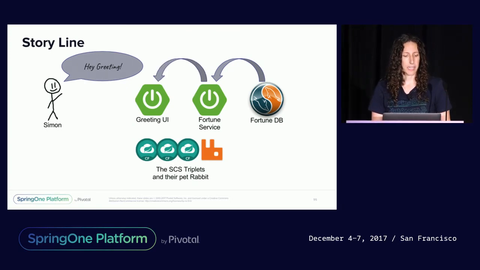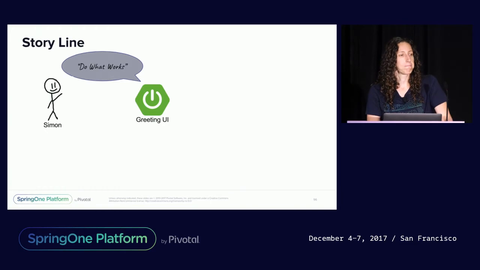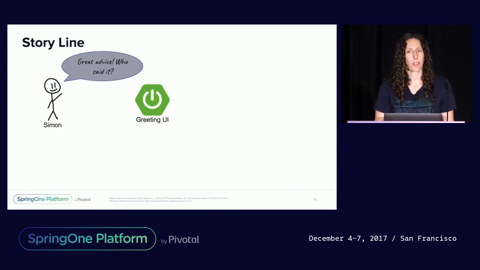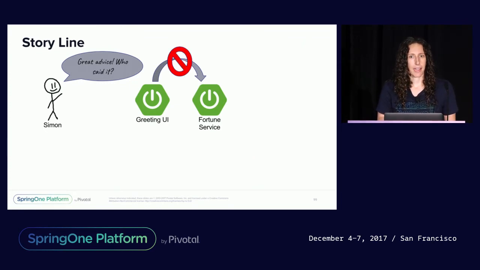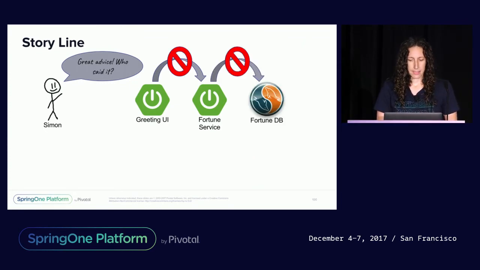Fortune passes the message on to Greeting, and Greeting can tell Simon, do what works. Simon's really happy with that. He thinks that's really great advice, so he wants to know who said it. So Greeting tries to ask Fortune, but they're not equipped to handle that kind of question. And even if they were, Fortune doesn't know if database has that information, how to ask database for that information. They don't know how to handle this conversation at all.